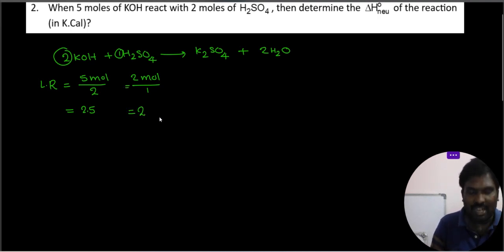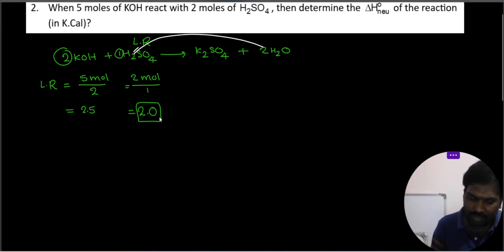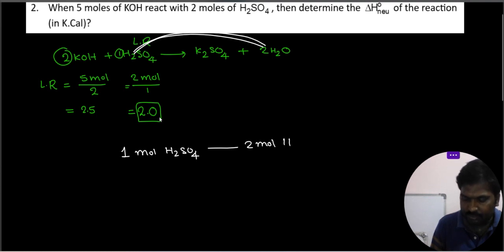So which is the lower value? Here 2 is the lower value. That's why sulfuric acid is the limiting reactant. Understood or not? Always we have to calculate the amount of water by using the limiting reactant. Now by using the balanced chemical equation, 1 mole sulfuric acid releases 2 moles water. Understood?